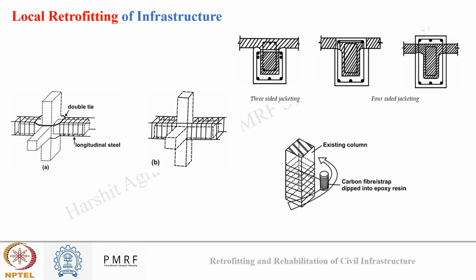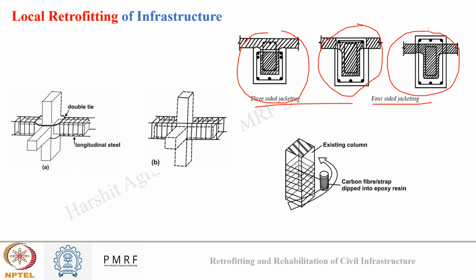Apart from this, for beams and slab, if they are taken as a single unit, we can have three-sided jacketing or four-sided jacketing. Okay, so again, the aim here is to increase the cross-sectional area of steel or the reinforced concrete, which will increase the strength and the ductility of my member, which will increase its load bearing capacity.